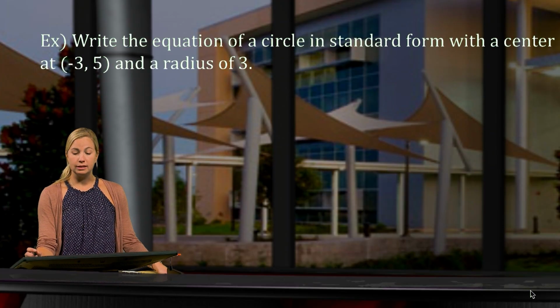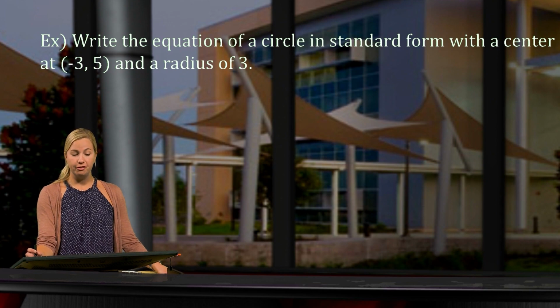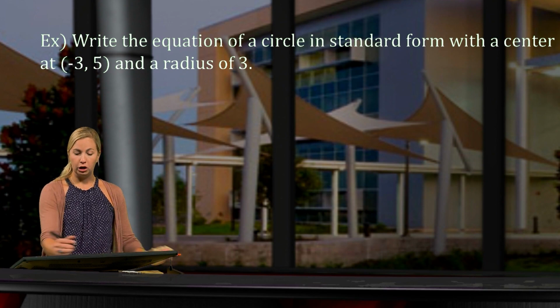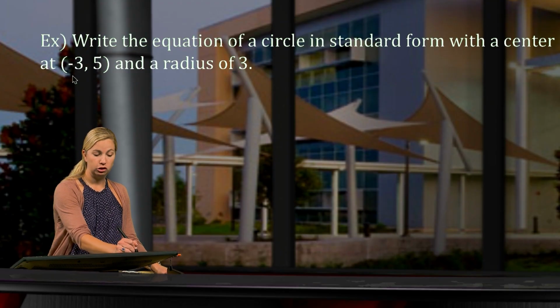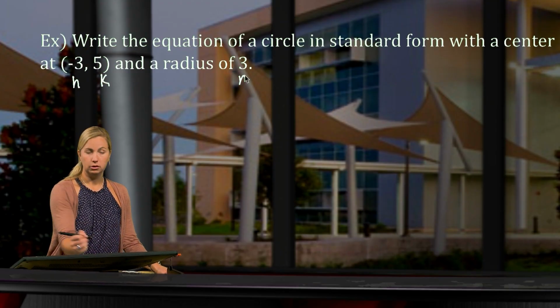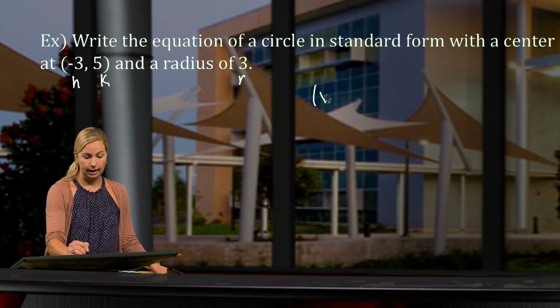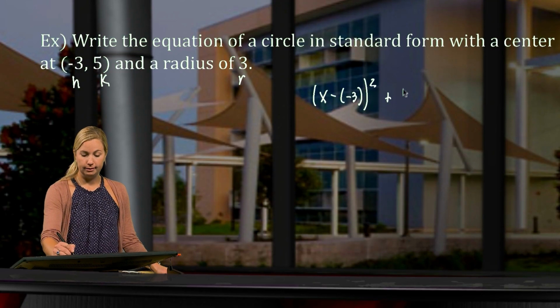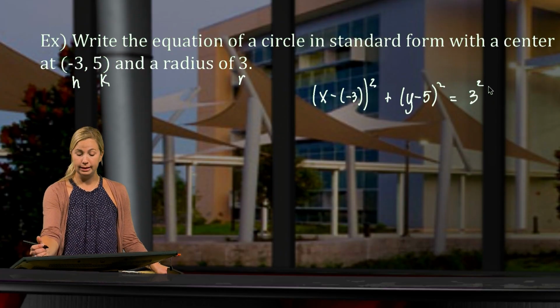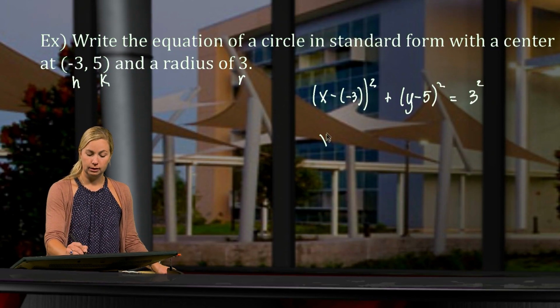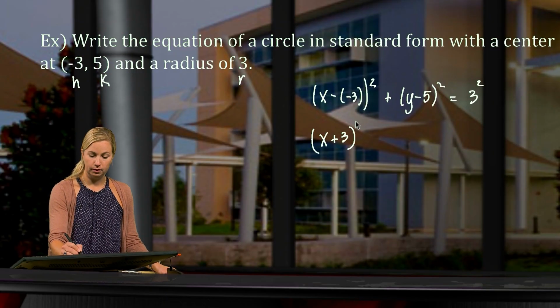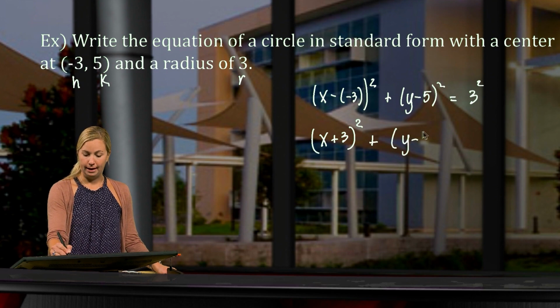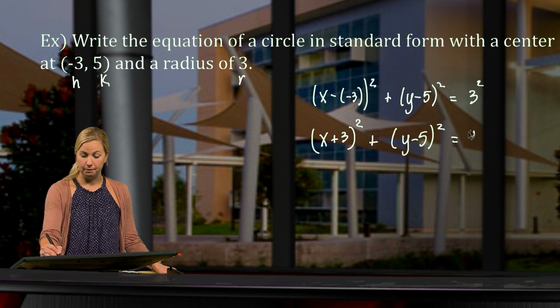Write the equation of a circle in standard form with a center of (-3, 5) and a radius of 3. We're going to start by just plugging into our standard form. Here's your h, here's your k, here's your radius. So it's (x - (-3))^2 + (y - 5)^2 = 3^2. Now let's simplify. x minus -3 is the same as x plus 3. (y - 5)^2, and 3 squared is 9.